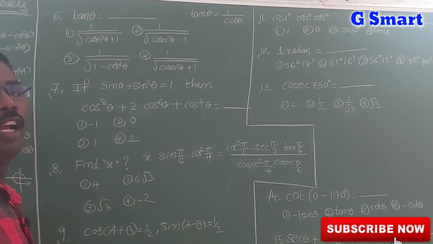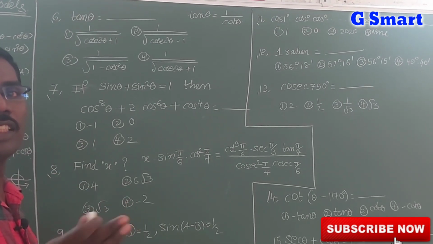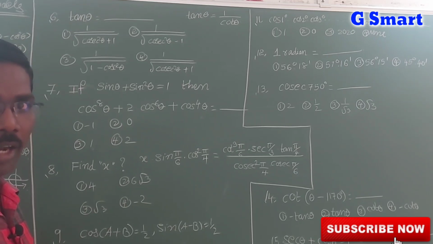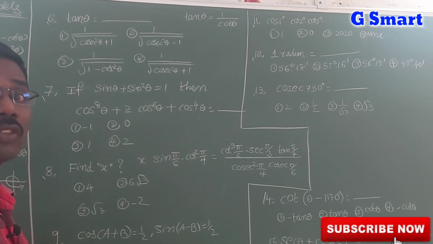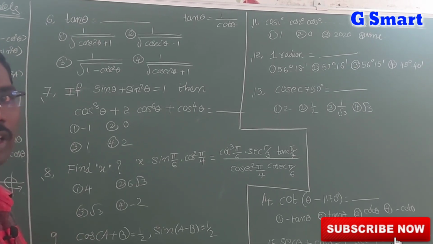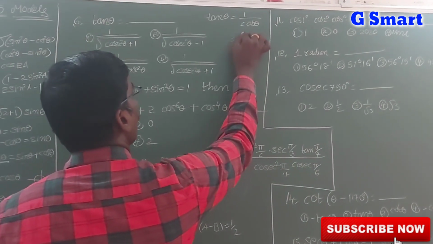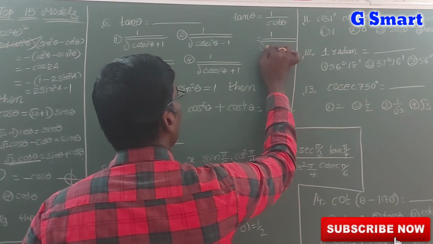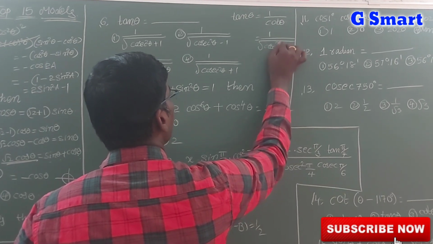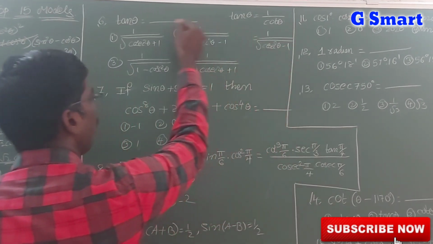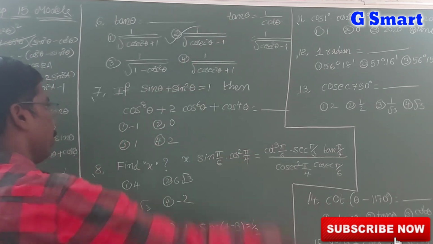Now cot theta. The cosecant and cot relation is there: cosecant square minus cot square is equal to 1. Then cot square theta is equal to cosecant square theta minus 1. Cot theta is equal to root over cosecant square minus 1. So tan theta is 1 by root over cosecant square theta minus 1. So this is the answer. Where is this one? Second option.